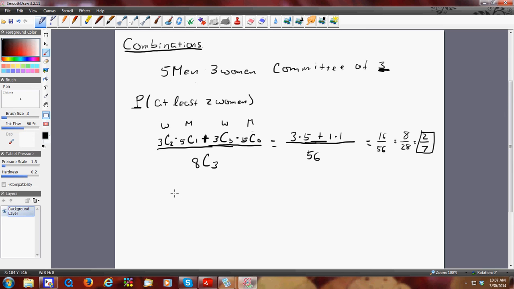If I had just done 2 women, the probability of exactly 2 women, I probably should have done this one first, but I didn't. It would have just been 3 choose 2 times 5 choose 1. 3 women, I'm choosing 2 of them. That means I have 5 men, I have to choose 1, all over 8 choose 3. And that answer would have been 15 out of 56, and that would have been your final answer. That's it.